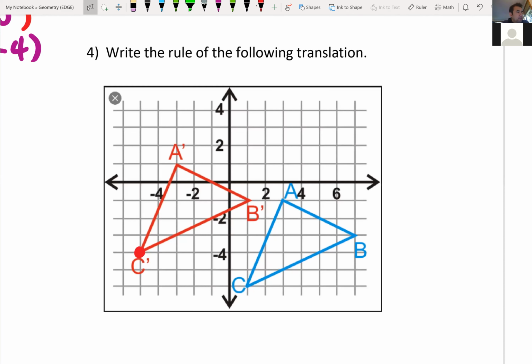Can you write down the rule? So it's again that type of question, the rule for that translation. And then once you have the rule, show me in the chat. Send your answer directly to me. What would be the rule for this translation?